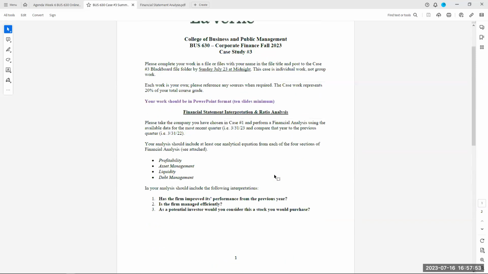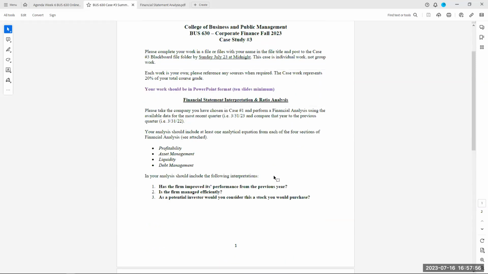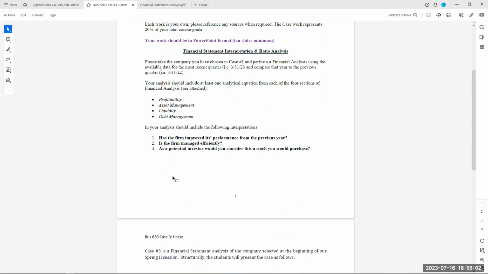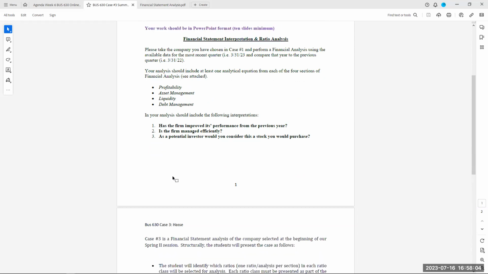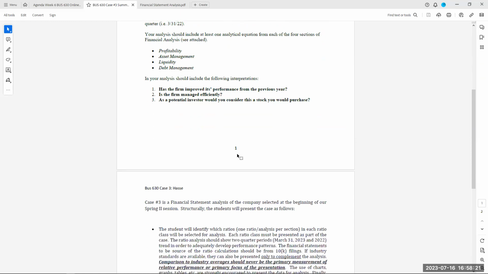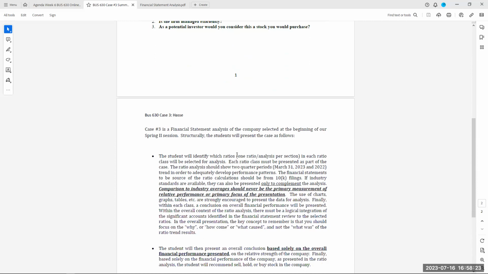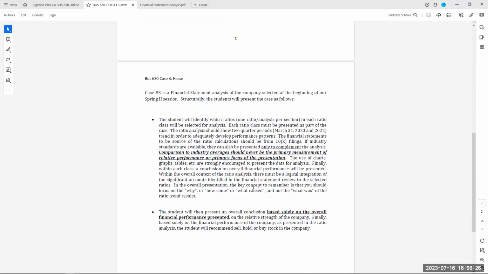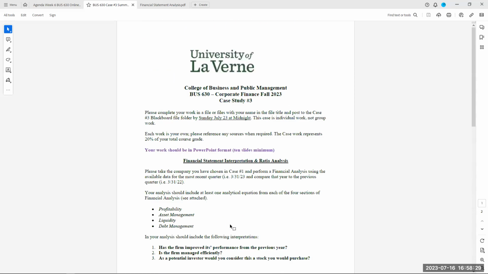So the case is to select one equation from each of those four sections for the period of March 31st, 23 and 22, and do your analysis and answer the following interpretation. Has your firm improved its performance from the previous year? Is the firm managed efficiently? As a potential investor, would you consider purchasing this stock? You should be able to make those interpretations from that analysis. And I go into some of the details right here. So read the case, look at my video on Monday, and you should have a great start to doing it.